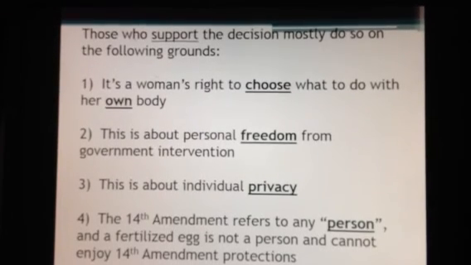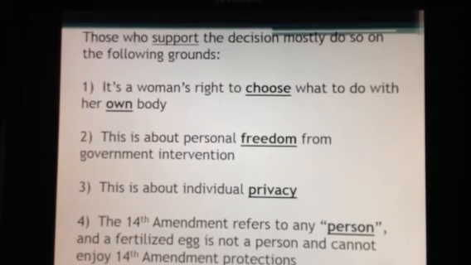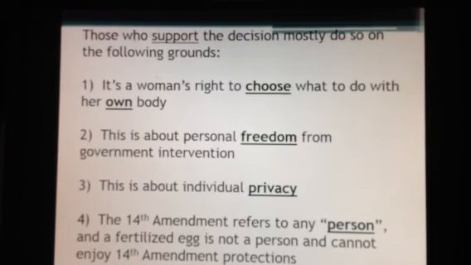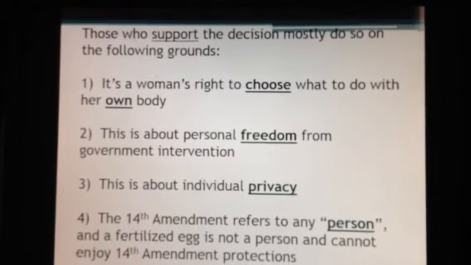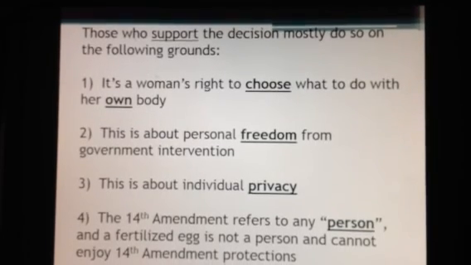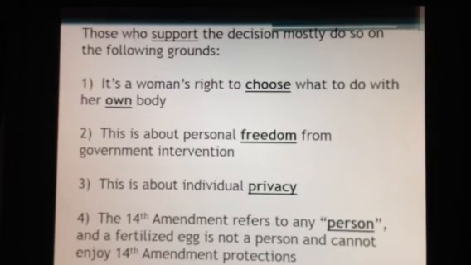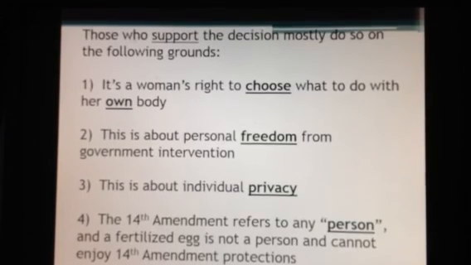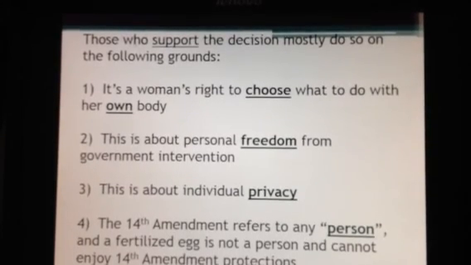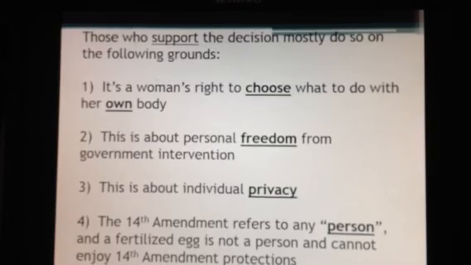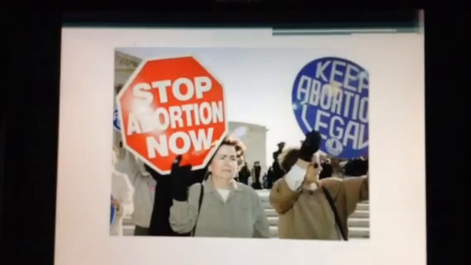Those who supported Roe versus Wade, it's a woman's right to choose what to do with her own body. This is about personal freedom from government intervention. This is about individual privacy. And the 14th Amendment refers to any person. And a fertilized egg is not a person and cannot enjoy 14th Amendment protections or equal protection. Because the unborn is not a person. The debate continues.